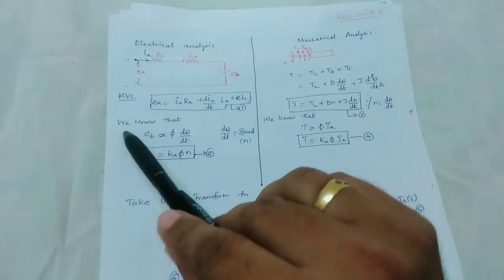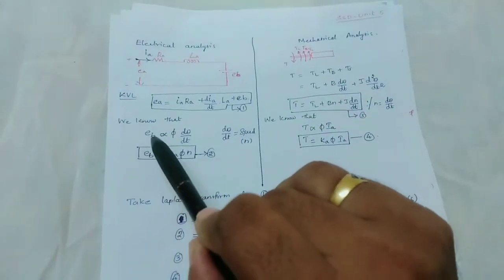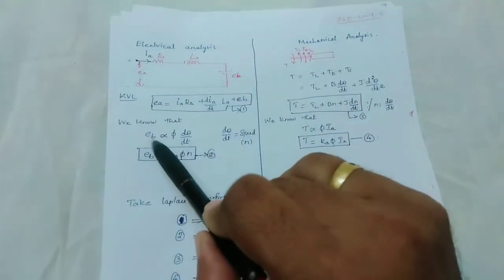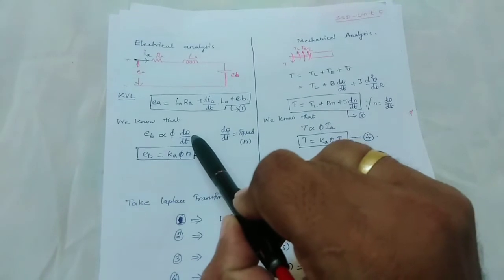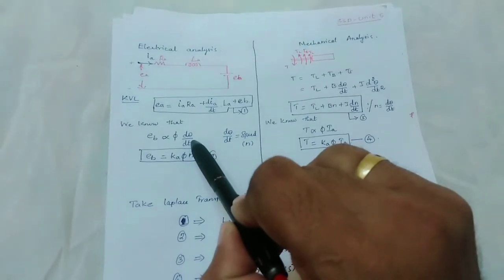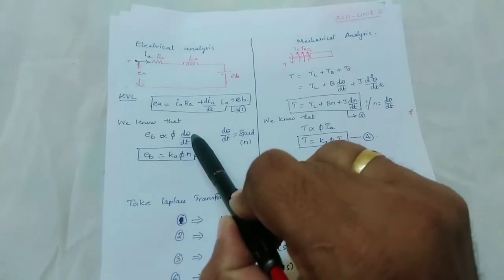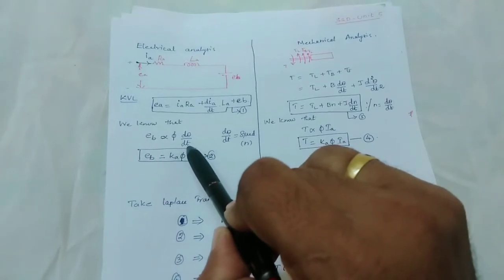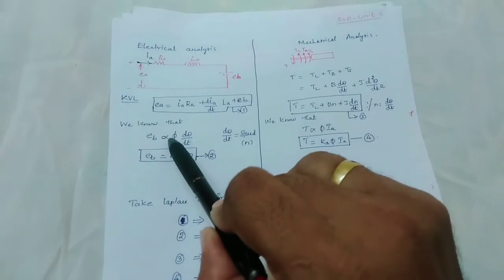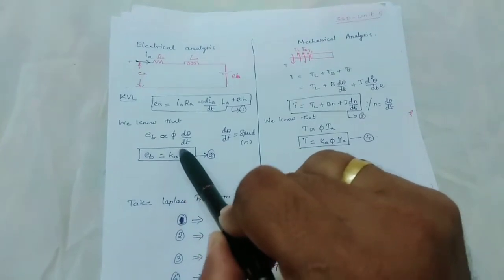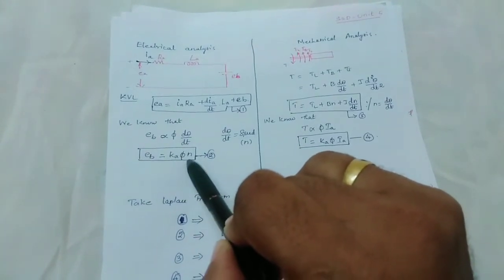Next, we know that the back EMF produced is directly proportional to the flux and the speed. The speed is considered here in terms of dθ by dt. EB is equal to Ka times that, where the direct proportionality is taken care of by the proportional constant Ka.